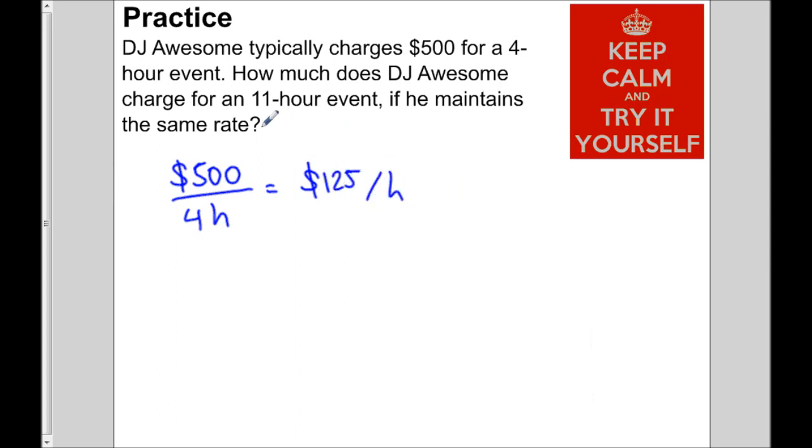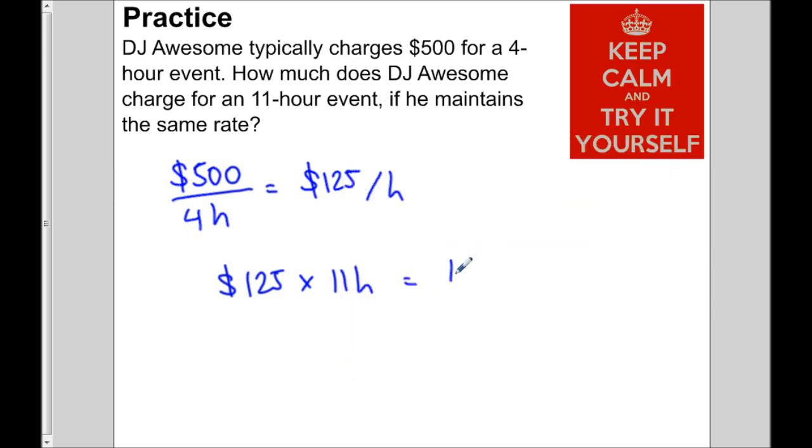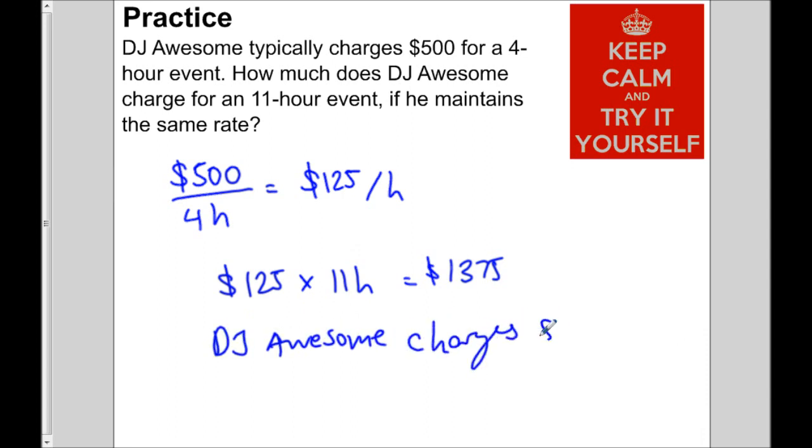Now, if DJ Awesome's working for 11 hours, well, we know how much he charges for 1 hour, right? So we can just do $125 times 11 hours, and we would get 125 times 11, $1,375. So DJ Awesome, great name, charges $1,375 for 11 hours.